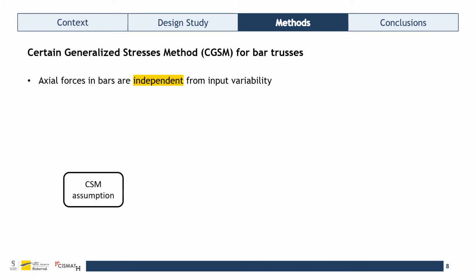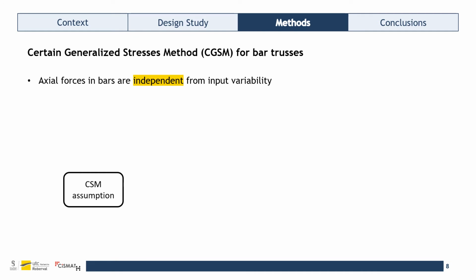One way around this problem with the direct Monte Carlo simulation is the use of the certain generalized stresses method, short CGSM. The CGSM is based on the assumption that the axial forces in the members, which are here modeled as bar elements, are independent from the input variability, which was the variability in the Young's modulus in this design study.